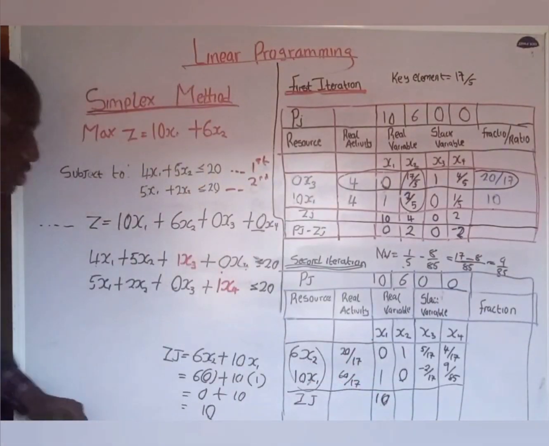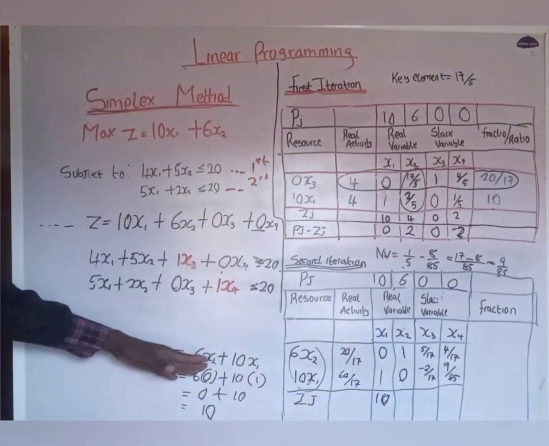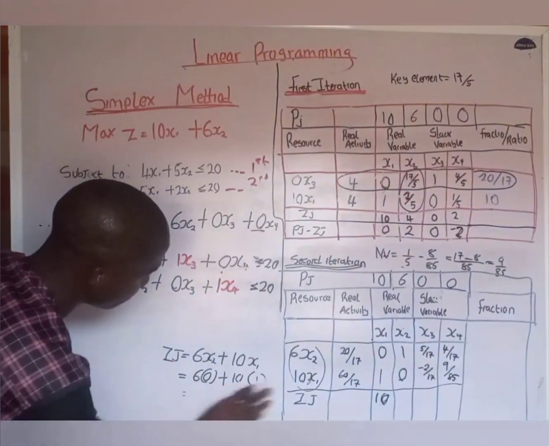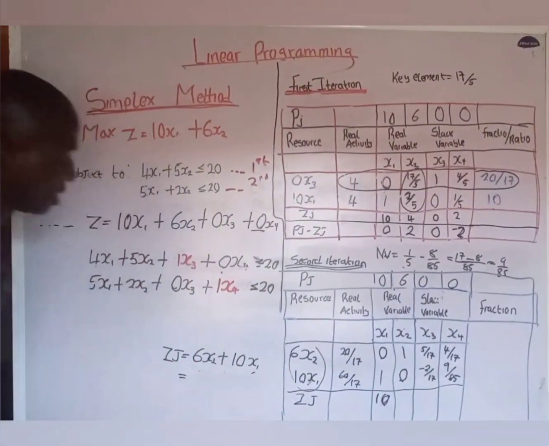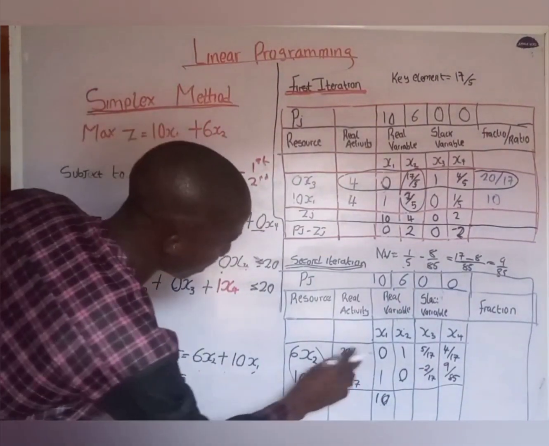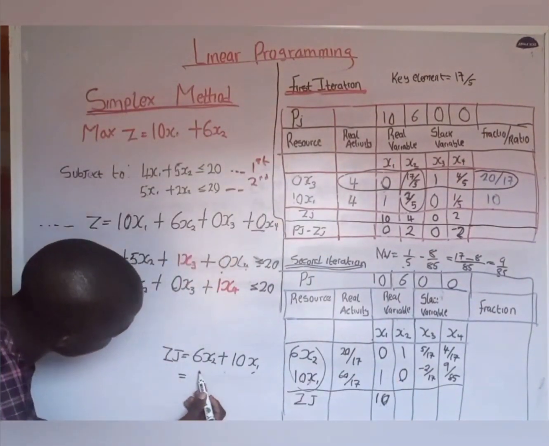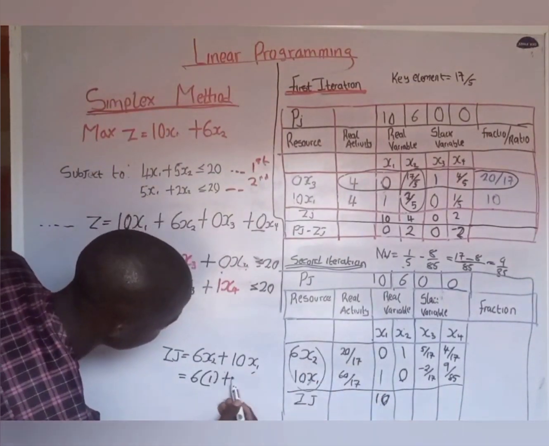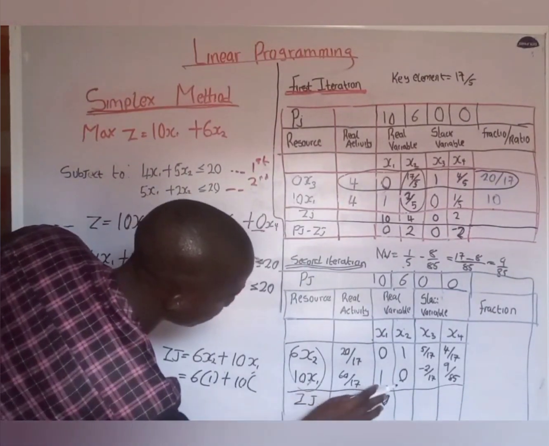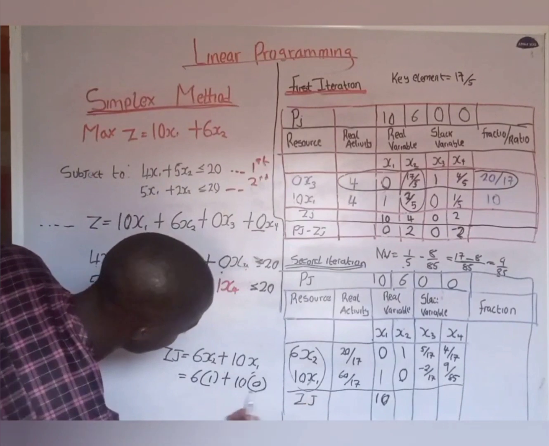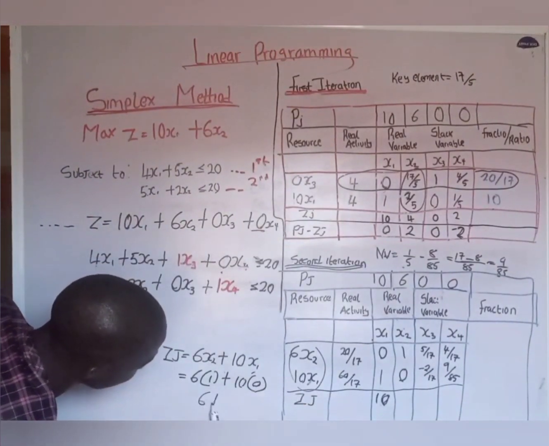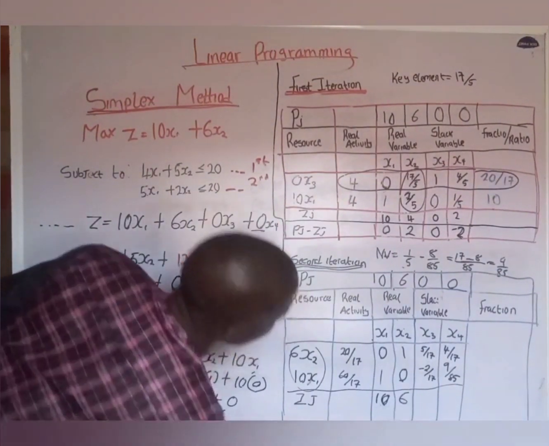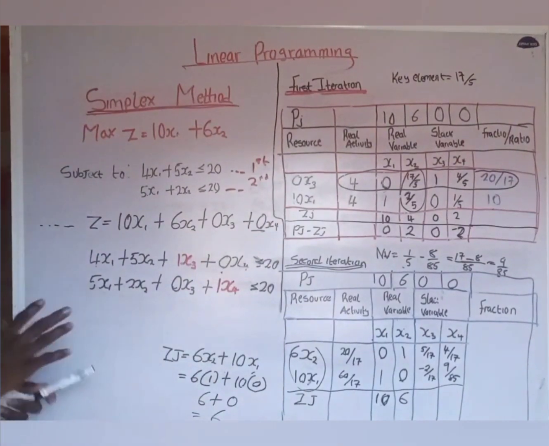Now to get the value of ZJ for the column X2, I'm still going to use this formula, but the element is going to be changing. Instead of 1A, I'm going to have 6 into brackets, the corresponding value in that column, which is 1, plus 10 into brackets, the value on this column, which is 0. So 6 times 1 is 6, plus 10 times 0 is 0. So the value of ZJ in that column is 6. Please, are you following? Don't be confused at all.